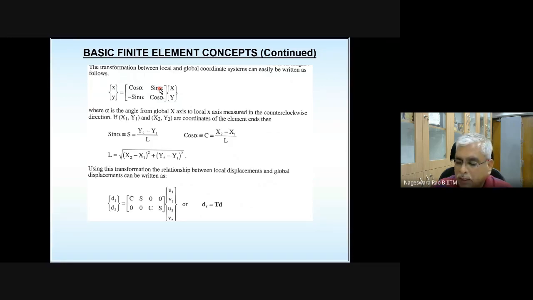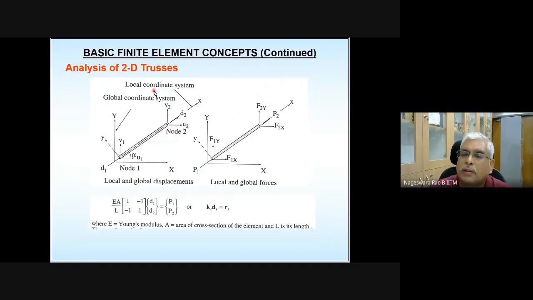Let me show you if it's not clear. Look at this row. This is nothing but the cosine of the angle between the local x-axis and the global x-axis. This is the cosine of the angle between the local x-axis and the global y-axis. But it is written sine alpha, whereas I am saying it is the angle between local x-axis and global y-axis. If it is not clear, let me go back to this figure and show you.